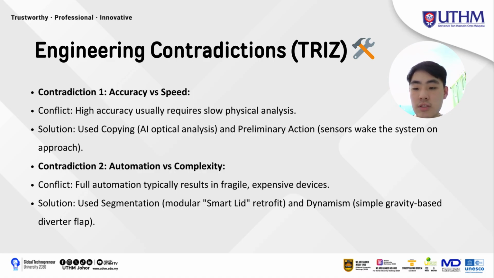Next is the second contradiction, which is automation versus complexity. The conflict is that full automation typically results in fragile and expensive devices. The solution is we use segmentation for the bin. The system is segmented into two parts, which are a high-tech smart lid and the existing low-tech receptacle. We also use dynamics, which is a simple gravity-based diverter flap to direct the waste.